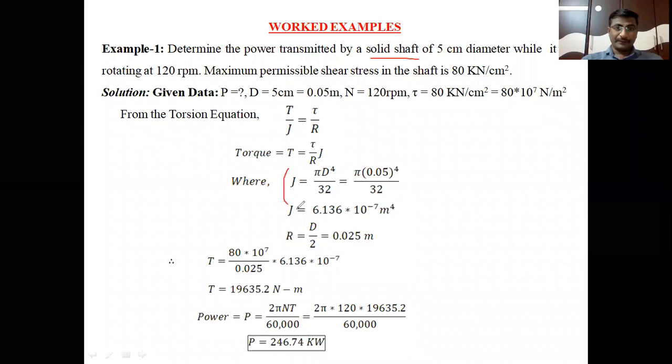For the solid shaft, the formula for polar moment of inertia is pi d power 4 by 32. From this, d is 0.05 meters. Then the polar moment of inertia is 6.136 into 10 to the power of minus 7 meter power 4. This is the polar moment of inertia. And in the equation R is there, the radius of the shaft. Your diameter is given. R is equal to diameter by 2, then we get 0.025 meters. The radius of the shaft is 0.025 meters.